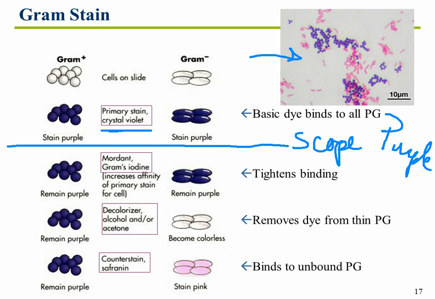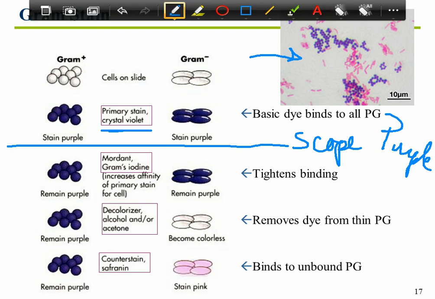Crystal violet goes into the peptidoglycan layer, and the area between the cell membrane and the PG in the wall. It goes into both gram-positive and gram-negative. Everything will be the same color. Okay, but obviously you don't do that. You don't stop it.